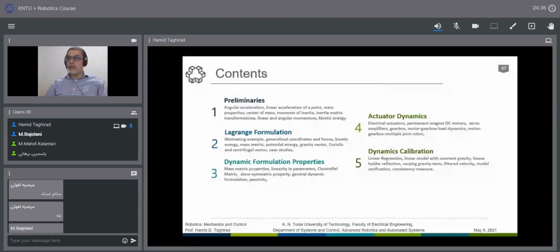Last time we talked about dynamic formulation using the Lagrange approach. Today we will review again the dynamic properties and formulation properties of the system.